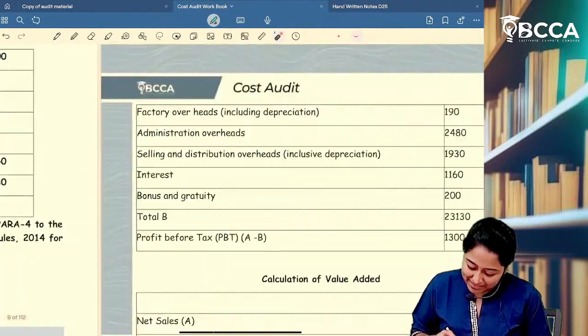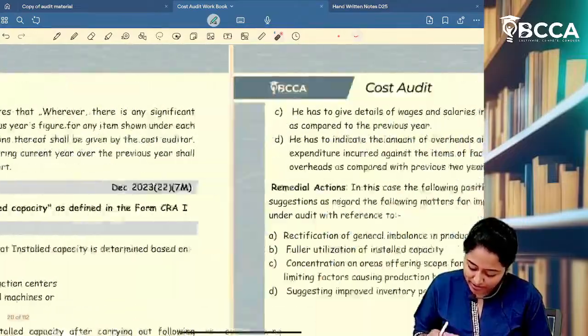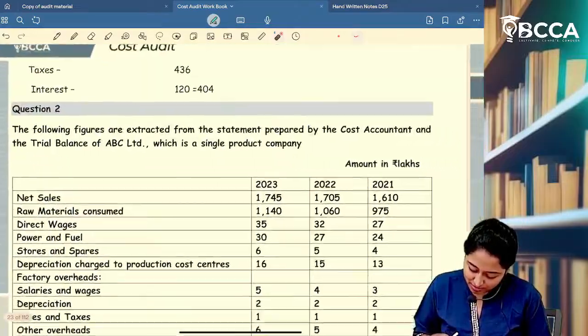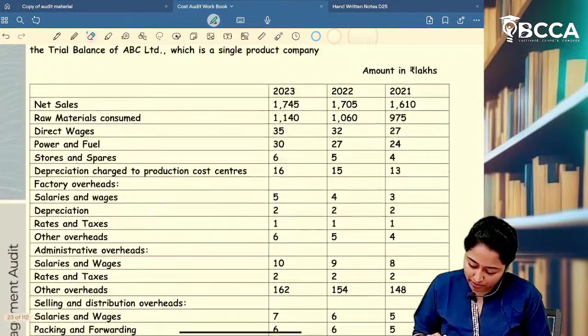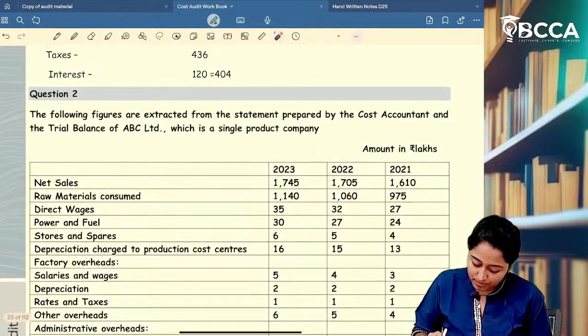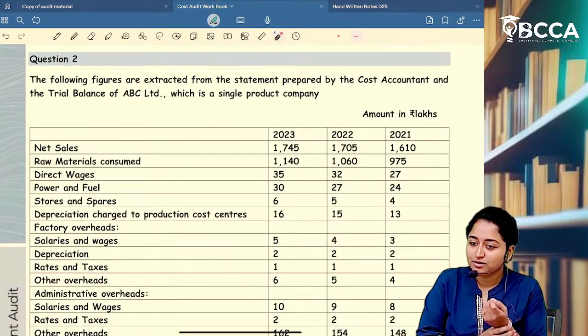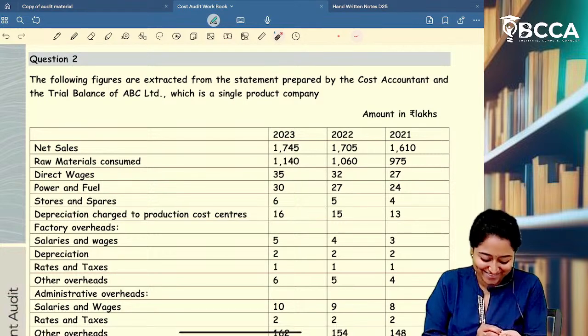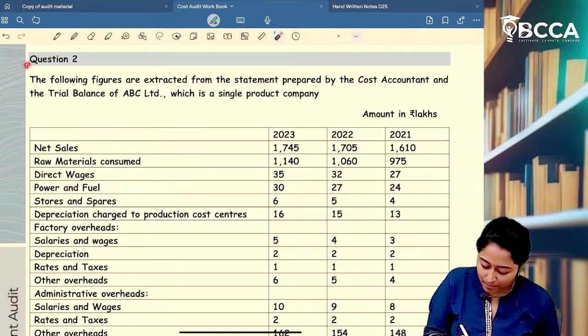Now, as you have found it easy, I will give you another question. We'll do another question similar to this. Shall we start? We need a break for 2 minutes or so. Shall we start? Okay. Question number 2.